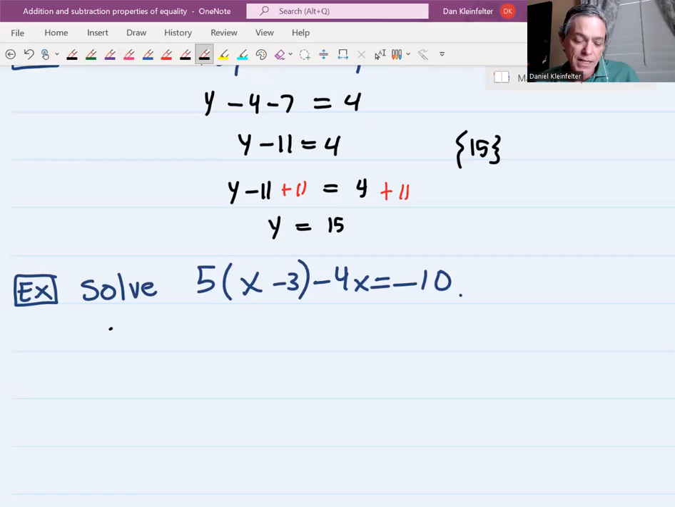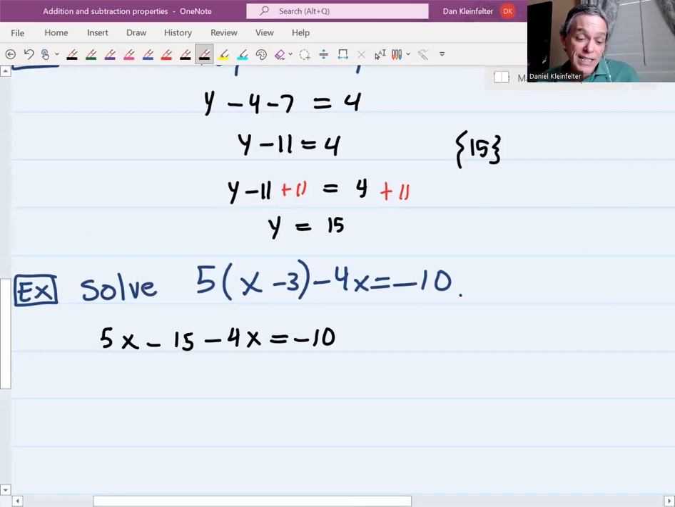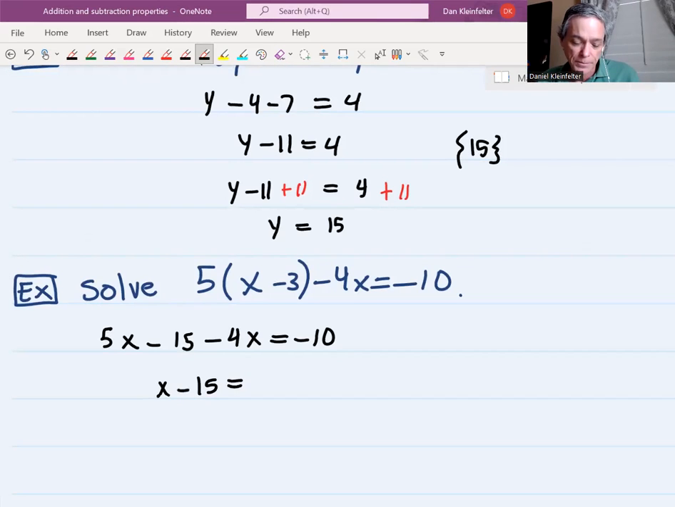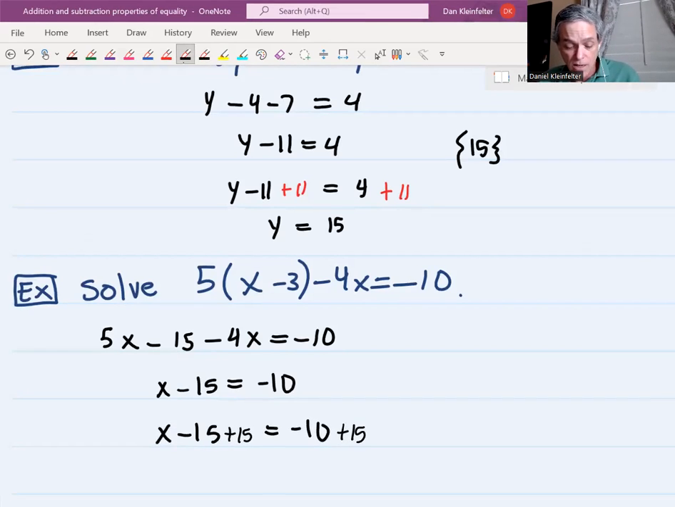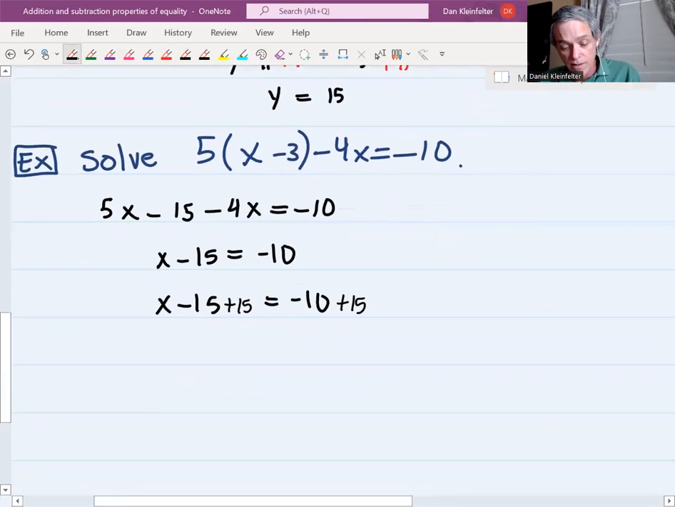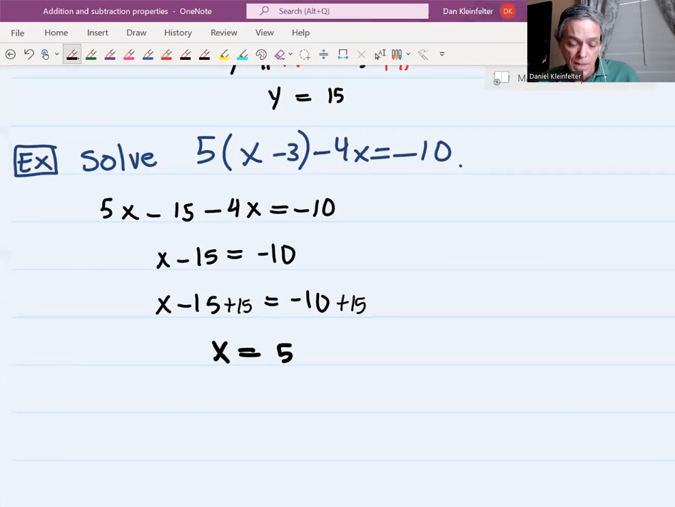All right, so let's begin by distributing that 5. We will have 5x and then minus 15. We'll have minus 4x, and then it's negative 10. As in the preceding example, we'll need to combine like terms. 5x minus 4x is a single x. Okay, x minus 15 is negative 10. We're going to need to add a 15 on both sides. Okay, that will leave us with x on the left side and 5 on the right side. Okay, so our solution this time is just 5.